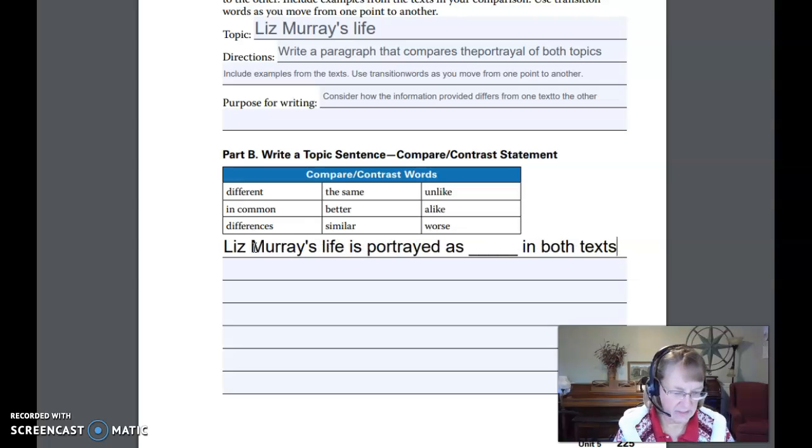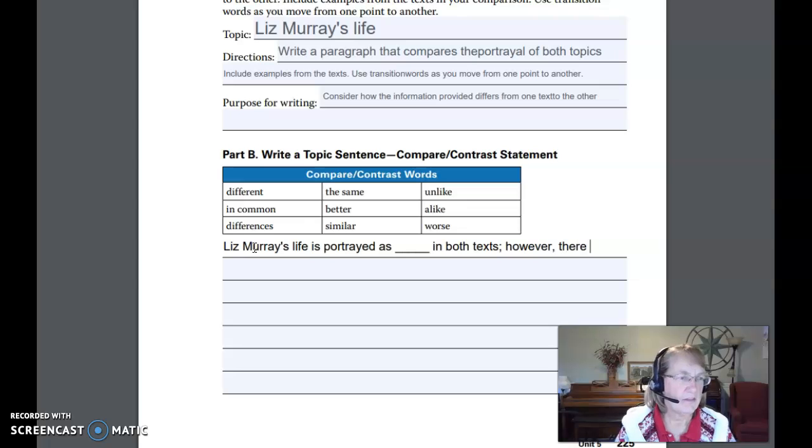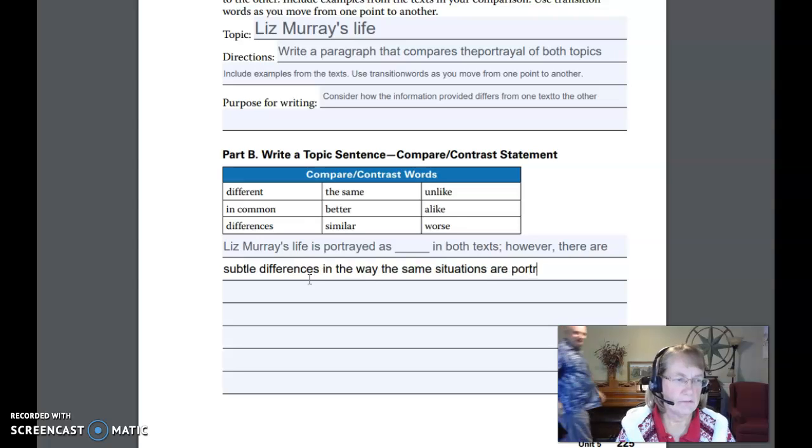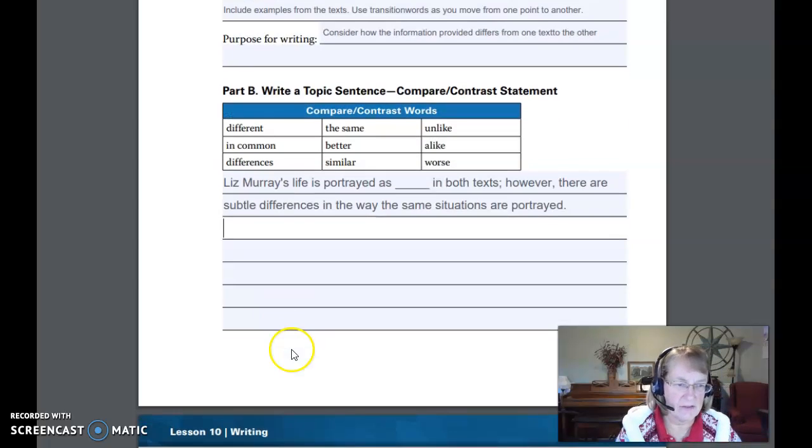So then we can say, this is a great use for a semicolon and a conjunctive adverb. However, there are subtle differences in the way the same situations are portrayed. So that gives us the opening to be able to deal with the similarities and the differences.